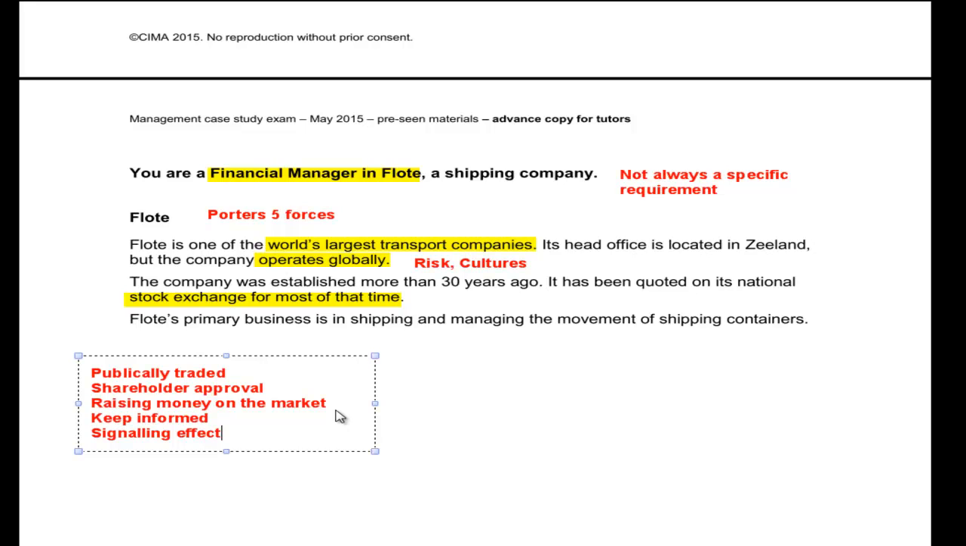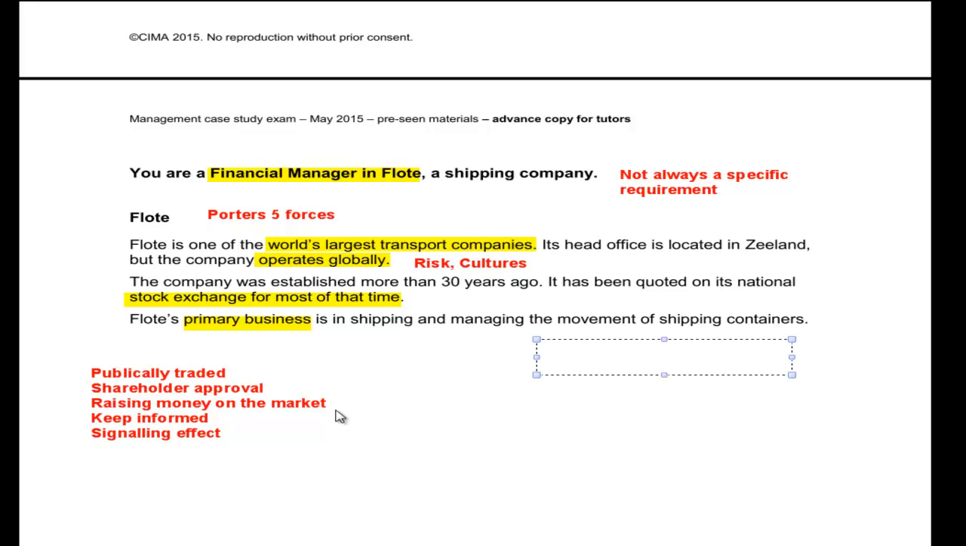Now, moving on, we say here that Flote's primary business is in shipping and managing the movement of shipping containers. Now, we do not know what other ventures, what other businesses the company may be in at the moment, but all we now know is that this is its primary business. Now, this means this particular business is crucial to the success and the survival of the company. So your critical success factors, as it were, should be everything that allows them to fulfill this objective and these businesses.